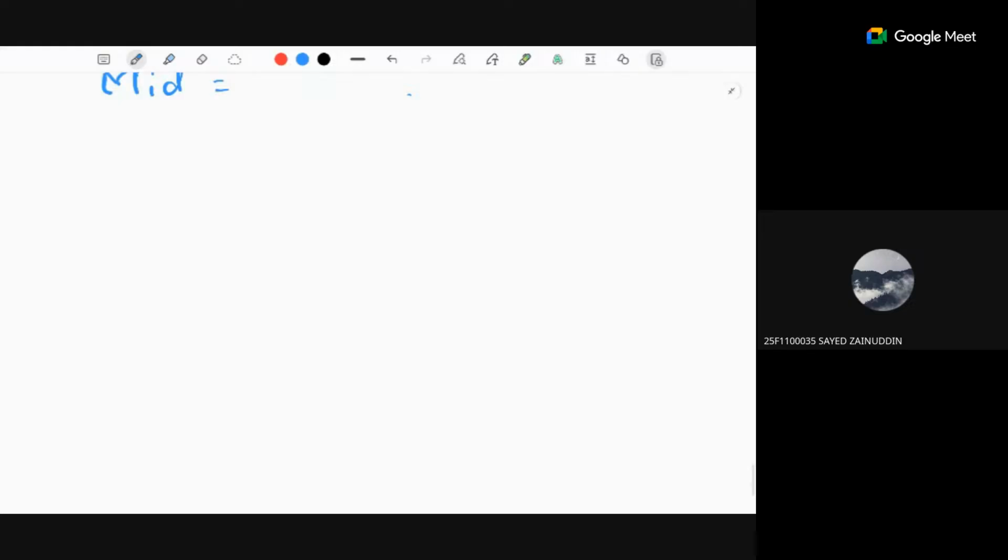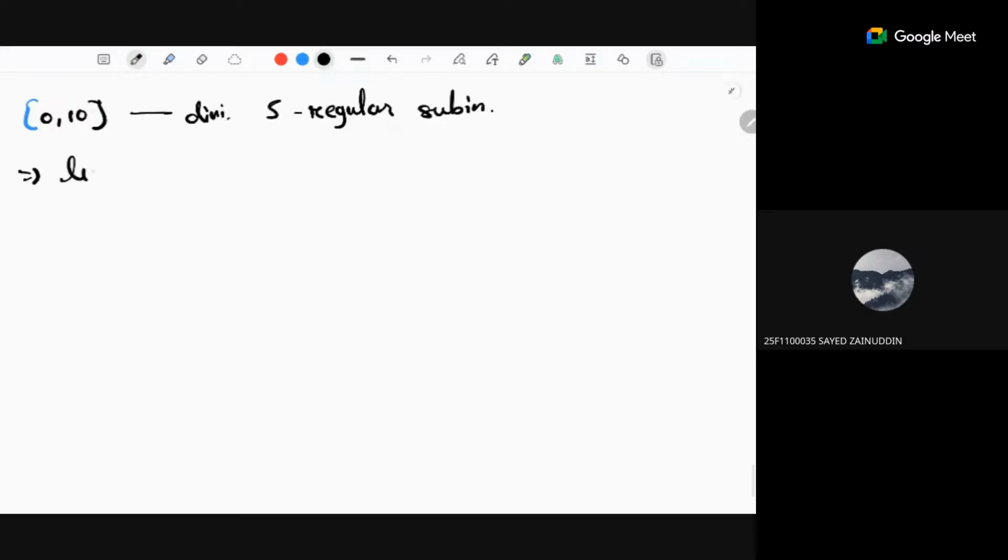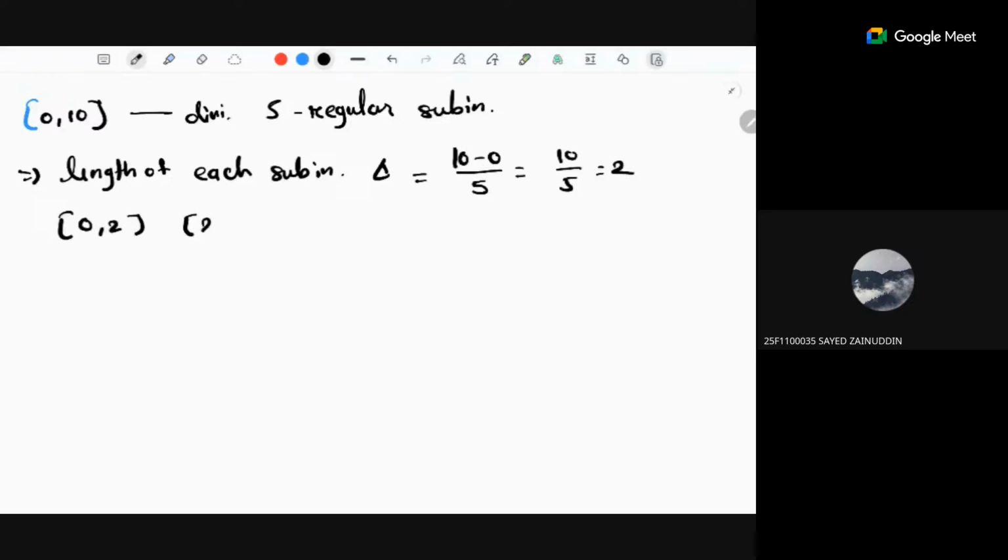So see, first of all, we have the closed interval 0, comma 10, and we want to divide this interval into 5 regular parts. So what will be the length of each subinterval? This implies that the length of each subinterval, also known as delta, will be b minus a by n. That is 10 minus 0 by 5, that is 10 by 5, and that is 2. So the length of each subinterval will be 2. And what are those subintervals? Length 2 means I just start from 0 to 2, then 2 to 4, then 4 to 6, 6 to 8, and 8 to 10. These are your subintervals.